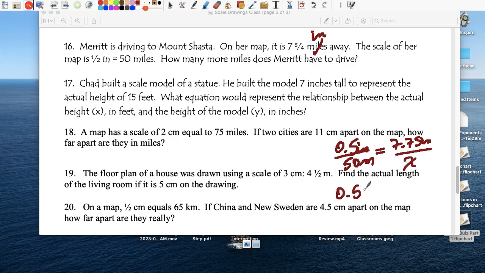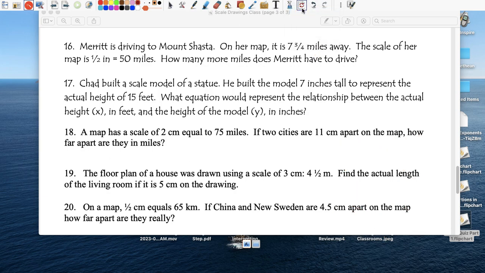So 0.5x, multiply 50 times 7.75 equals 387.5, which we're going to divide by 0.5. Divide by 0.5, and it looks like it's 775 miles.